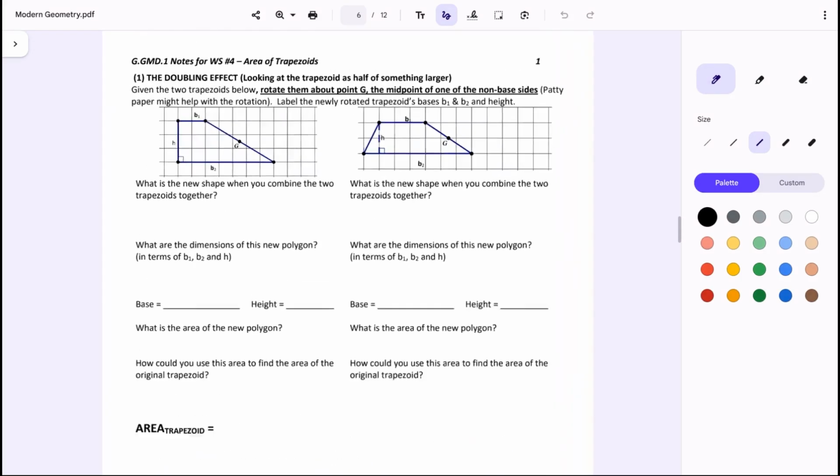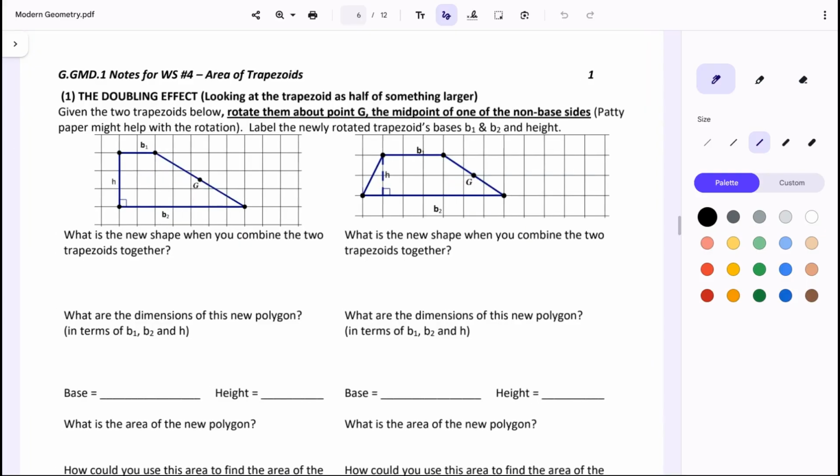The next shape we're going to talk about the area of is a trapezoid. And we're going to start this out the same way that we did yesterday with our triangle. We're going to see how a trapezoid, if we do a rotation, will resemble some of those shapes that we've seen before. Okay, so up here it says that they want us to take this trapezoid and do what we did yesterday, rotate them about a point.